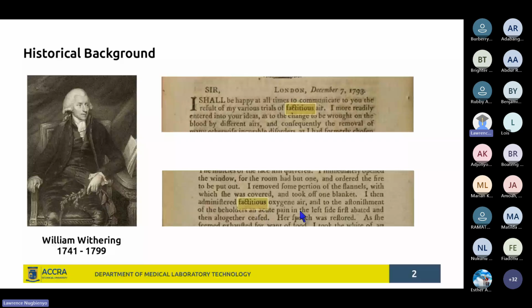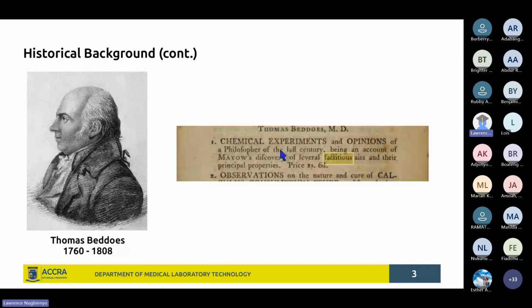So some scientists working on the subject of blood carrying oxygen chanced on some of these archives and then further worked on it until today. Another person, Thomas Beddoes, he too was a British physician. He was also a doctor.